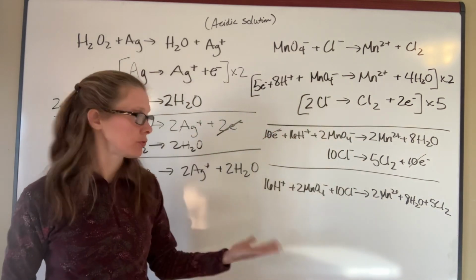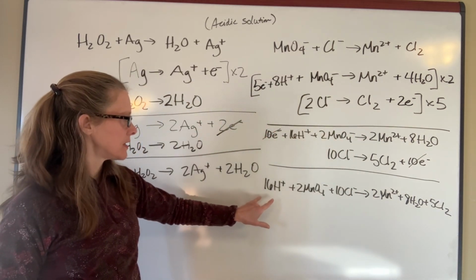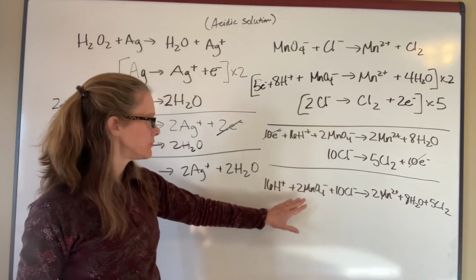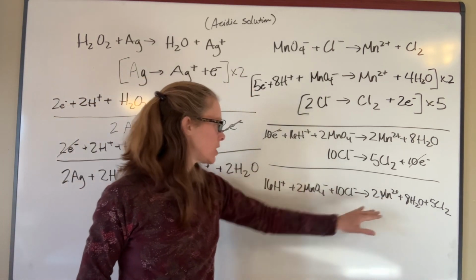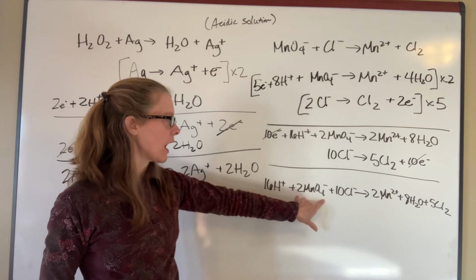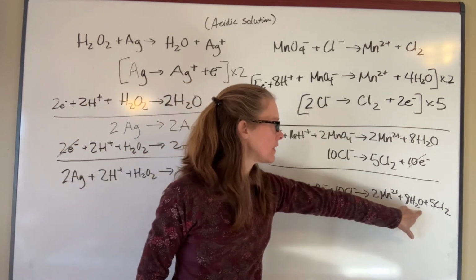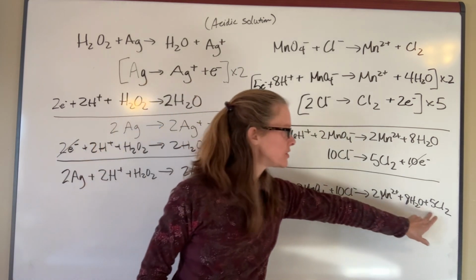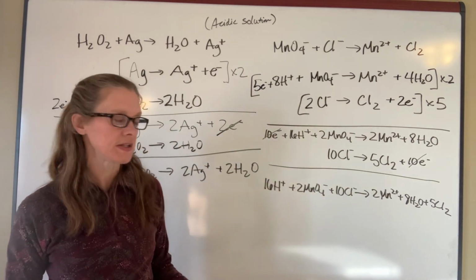Okay, now we need to go through and check it. I've got 16 hydrogens here and I have 16 here. I have 2 manganese here and 2 over here. I've got 8 oxygens here and I have 8 over here. And I've got 10 chlorines here and I have 10 chlorines here. So I'm balanced according to atoms.